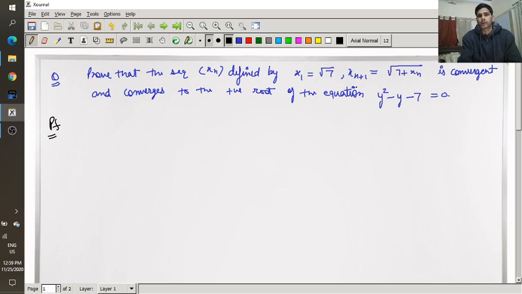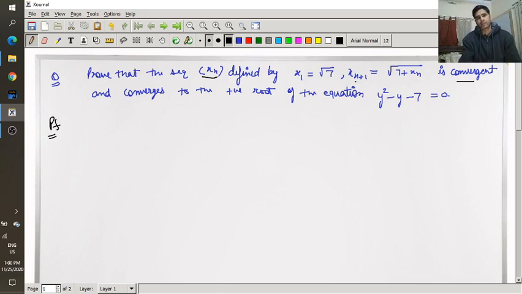If I want to evaluate the second term, then I will just put n equals 2 in this term, and x2 will be root of 7 plus x1, and that will give root of 7 plus root 7. And similarly, continuing like this, I can find all the terms of the sequence. Now I need to prove that this xn is convergent and converges to the positive root of this equation.